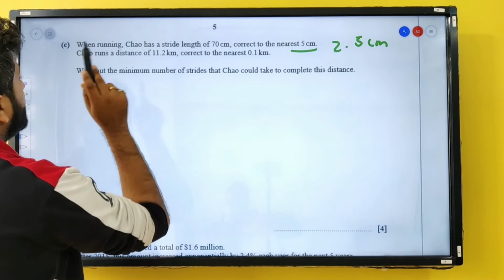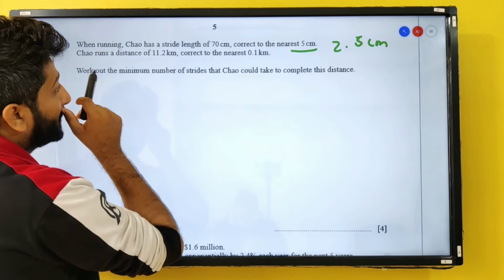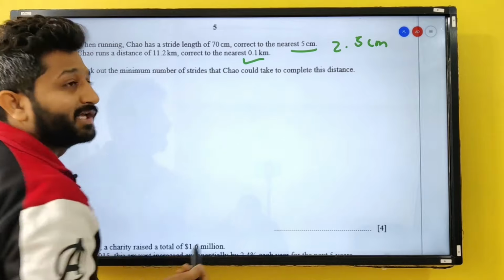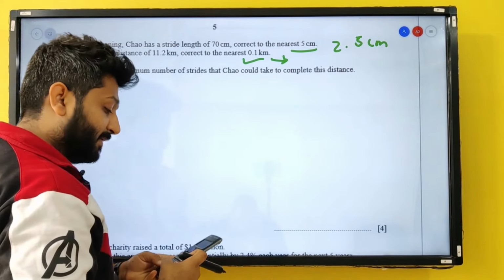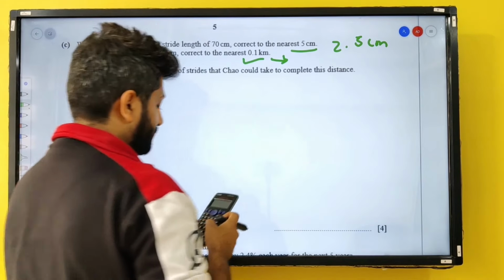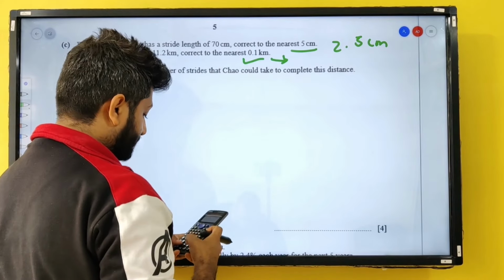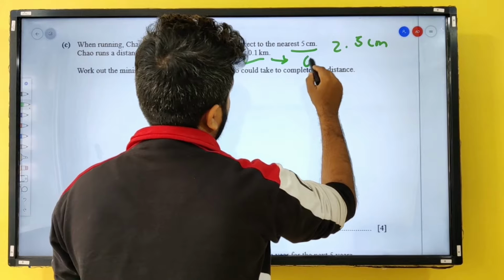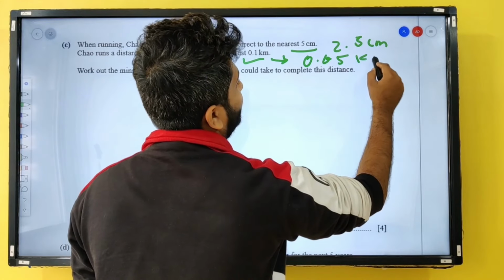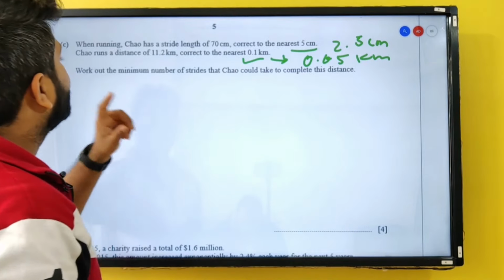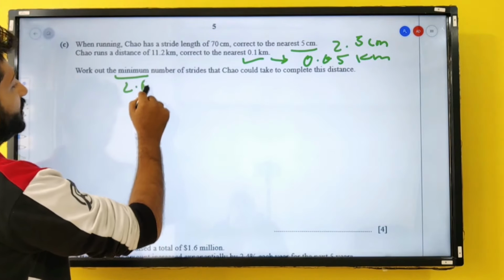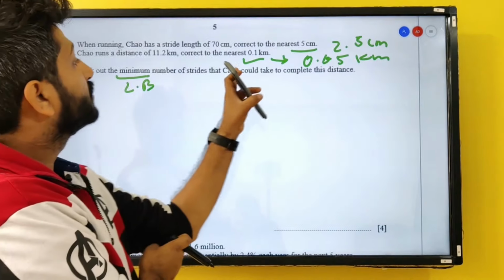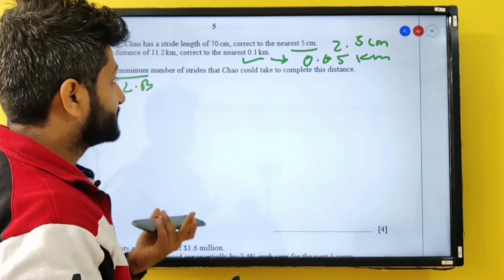Chow runs a distance of 112.2 km to the nearest 0.1 km. So 0.1 divided by 2, if I am not wrong, is going to be, I am making some silly calculations, 0.05 km. Find the number of minimum strides. Minimum strides means we are supposed to find the lower bound that Chow could take to complete the distance.